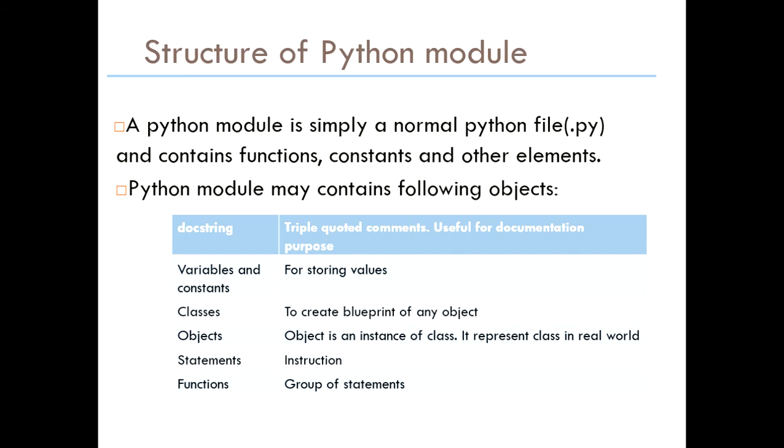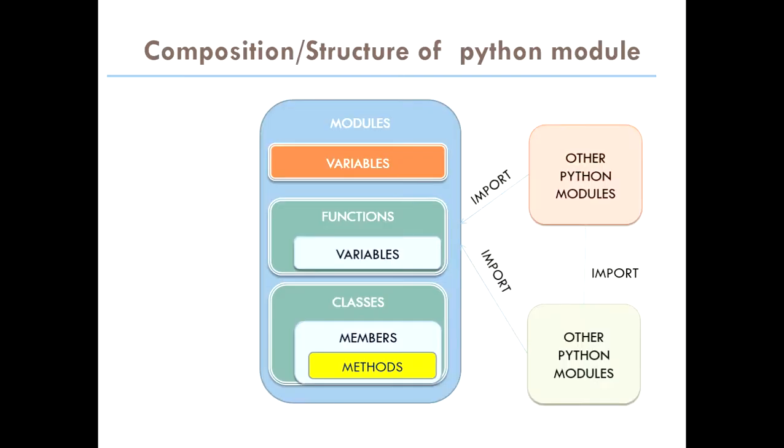Structure of a Python module. A Python module is simply a normal Python file with the extension .py and contains functions, constants and other elements. A Python module may contain the following objects. First one, docstring: triple quoted comments useful for documentation purposes. Variables and constants for storing values. Classes to create a blueprint of any object. Objects: an object is an instance of a class. It represents a class in the real world. Statements are instructions. Functions are groups of statements.